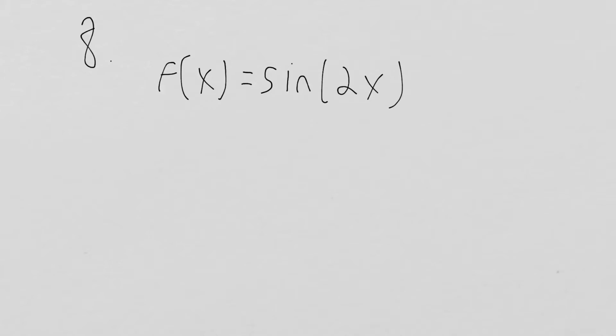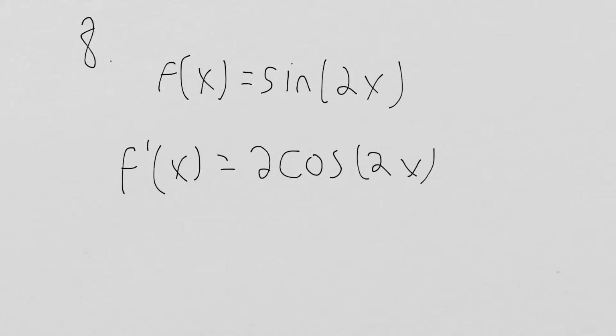All right, f of x equals sine 2x, so it's asking us for the slope of the curve at pi over 3. So we need to first find f prime. So this is going to be a chain rule. Derivative of the outside function is cosine. Leave the inside function alone. Multiply by the derivative of the inside, which is 2.